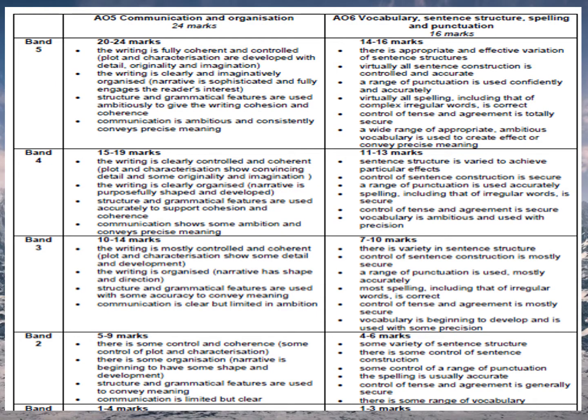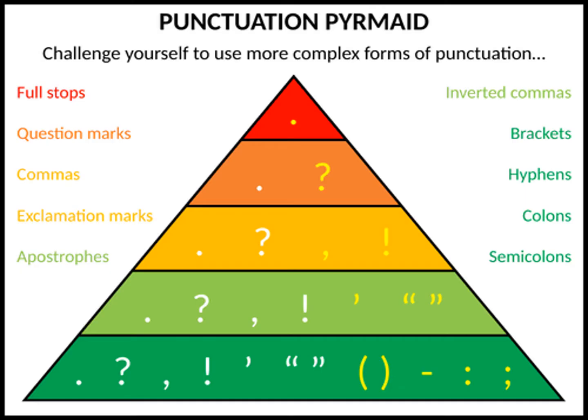Where's this being graded? Well, as you can see, we've got the right hand side there. We've got things like a range of punctuation being mentioned for band 3. Range of punctuation is used accurately for band 4, or around about your grade 5 to 6. And then band 5, it's got things like a range of appropriate ambitious vocabulary. A range of punctuation is used confidently and accurately. For that highest band, you need a range of punctuation.